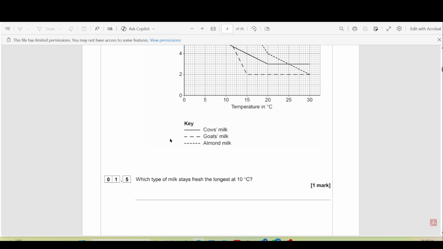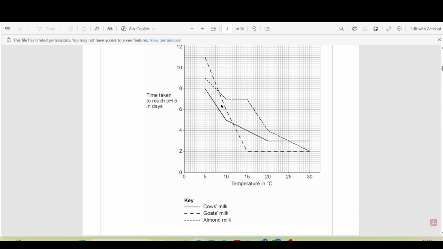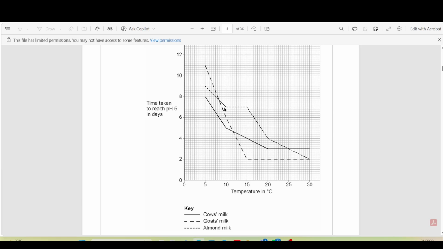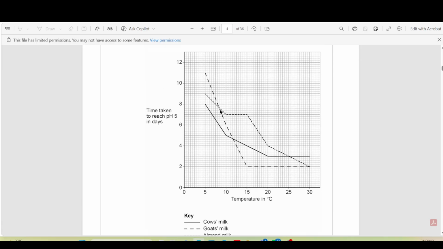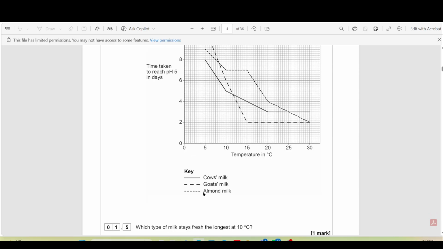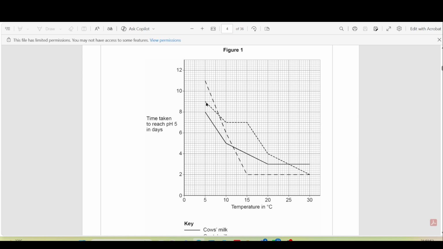Which type of milk stays fresh the longest at 10 degrees? So at 10 degrees, the almond milk, no, goat's milk. Goat's milk pH is, no, no, what? Is it cow's milk? Let me see. Cow's is this line. Then goat. Almond milk, right? Because almond milk is this. The time taken to reach pH 5. Oh, pH 5 is here.